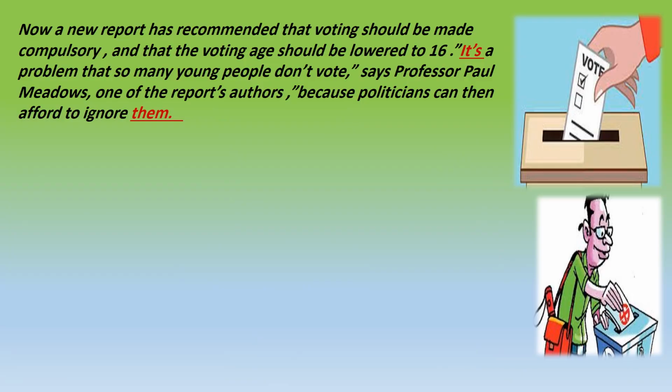Let's move to the second paragraph, the recommendations of the new report to face the crisis of democracy. Now a new report has recommended that voting should be made compulsory, and that the voting age should be lowered to 16.